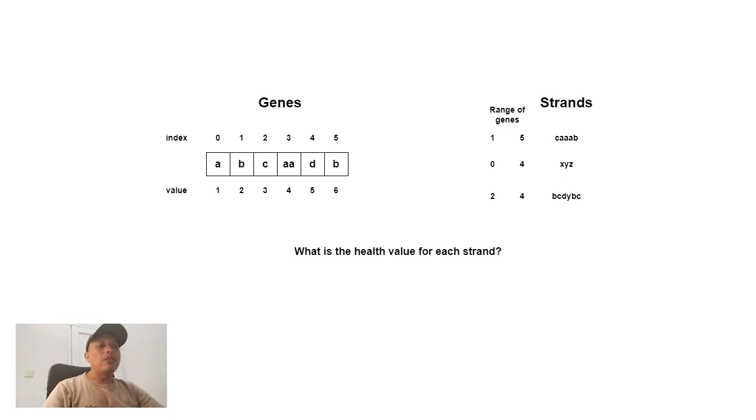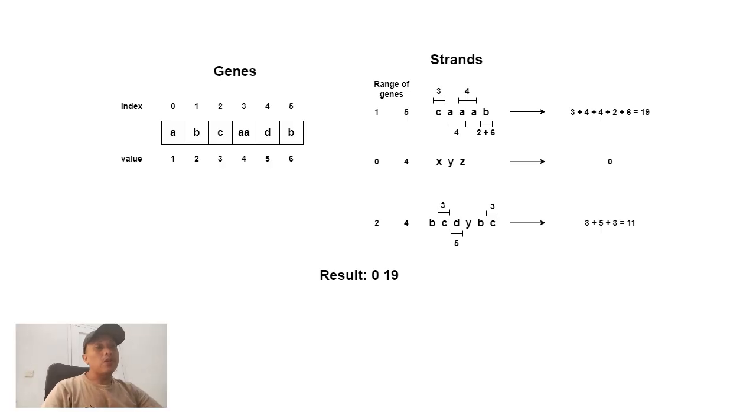So the problem is to calculate the DNA health of each strand and then print the minimum and maximum DNA health. For example, the DNA strand CAAAB has a DNA health value of 19. This comes from Gene C with a value of 3, Gene AA with a value of 8 from 2 occurrences of Gene AA, each valued at 4, and Gene B with a total value of 8, 2 plus 6. Gene B counts since it is within the range of the first and last indices 1 and 5.